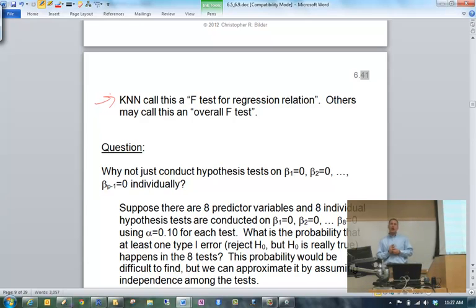Our authors will call this particular F-test that we just did here an F-test for regression relation. Other people, and I often do this myself, call this an overall F-test because we're looking overall at our model. Later in Chapter 7, we will look at what's called a partial F-test, which will allow you to test part of your model, as many variables as you want. That's why it's important to make the distinction between F-tests and overall F-tests.